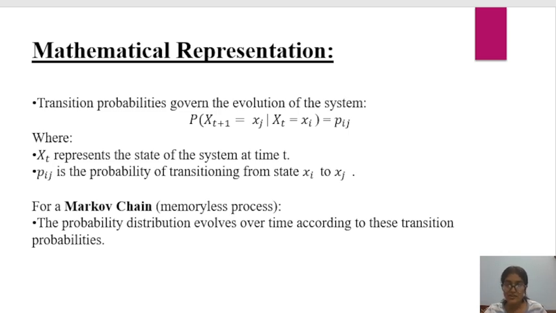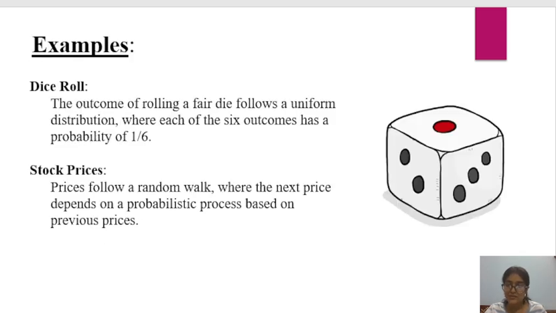We can use transition probabilities, which tell us the likelihood of moving from one state to another over time. The probability of transitioning from state xi to state xj at the next time step is given by this equation. Now let's look at some examples of classical probabilistic systems.